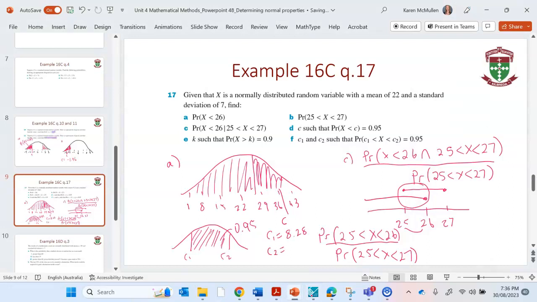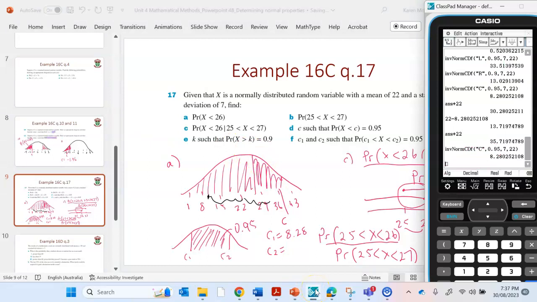And then we've got to find C2. Now that 8.28 is, say, here. We need to work out this distance and then add it to the 22. So we do 22 minus 8.28 to work out the distance between the mean and 8.28. That's not the number of standard deviations, sorry. It's the distance from the mean. And then we add that to the 22.